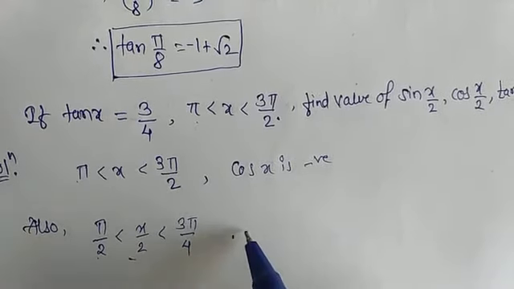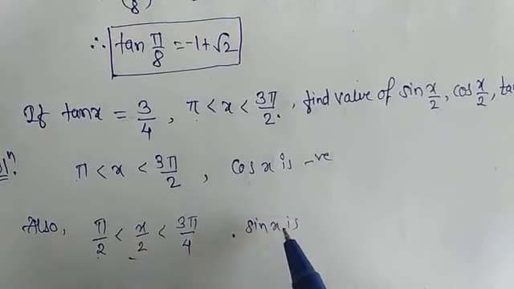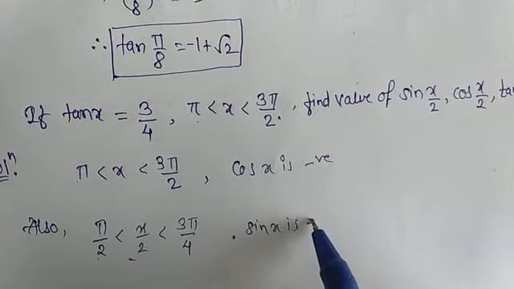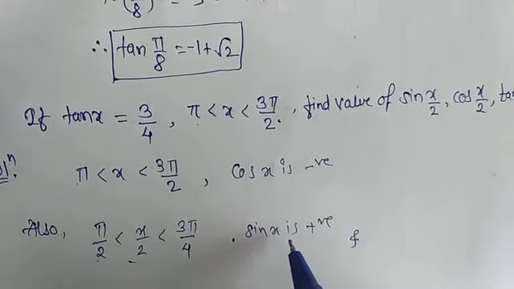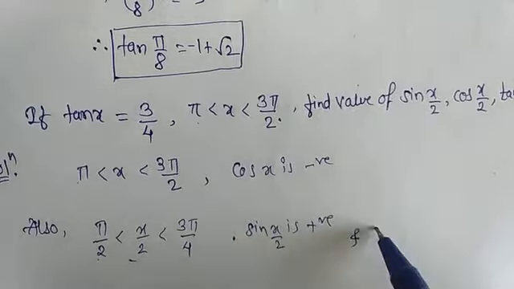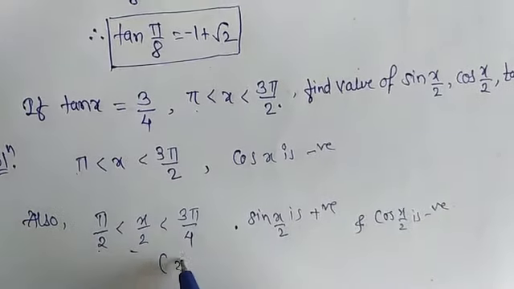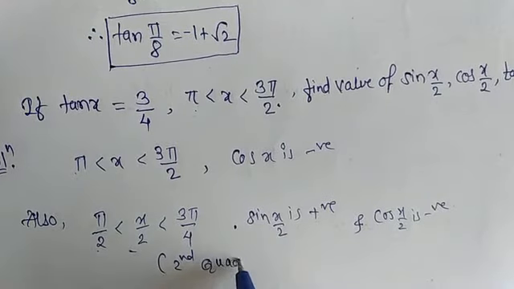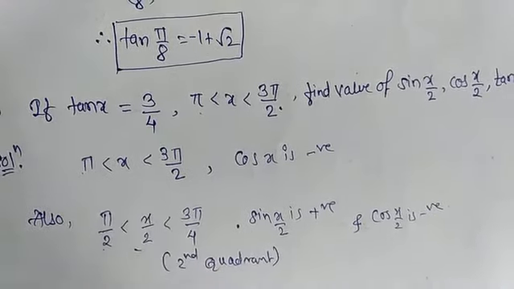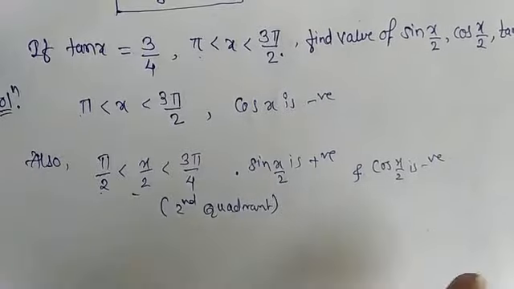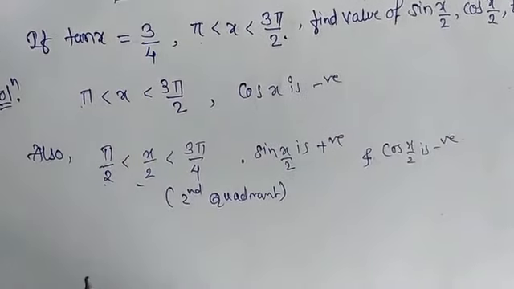So here sin x by 2 is positive and cos of x by 2 is negative, since it is in the second quadrant: pi by 2 less than x by 2 less than 3 pi by 4.